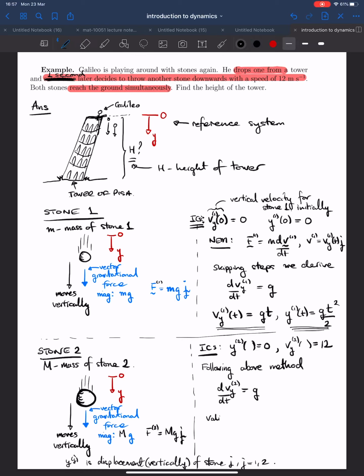This was exactly the point I was going to make next. So initially, it's not 0 for this stone. Initial time is t equals 1. Okay, this is very important. Why? What we're doing here is valid for t greater than or equal to 1. Initial conditions correspond to t equals 1 when the stone is thrown.